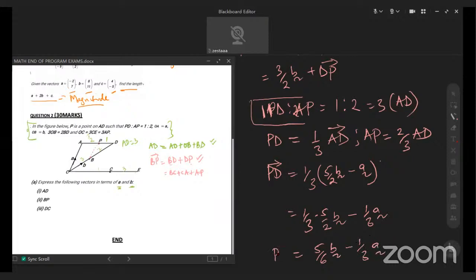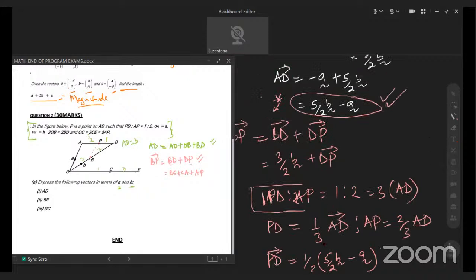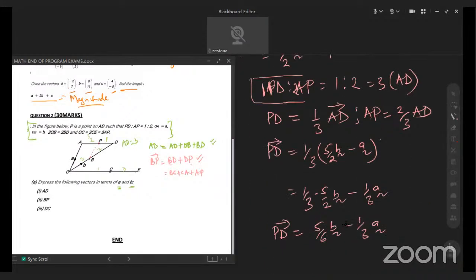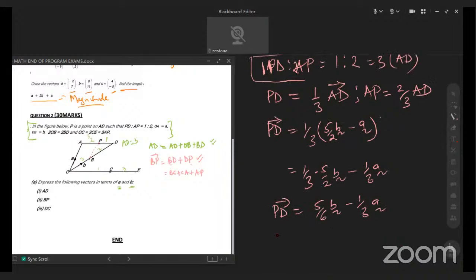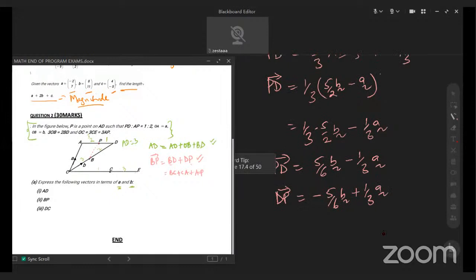So this will be your PD. But remember, in our question, we have DP. In our equation that we wrote, we have DP, meaning this one becomes a negative. Okay? So if it is now DP, DP will be equal to negative. So we multiply the negative throughout. It will be negative 5 out of 6B. The negative multiplying with this negative will be a positive 1 out of 3A. So you can rewrite it and say this will be equal to 1 out of 3A minus 5 out of 6B. This will be your DP.